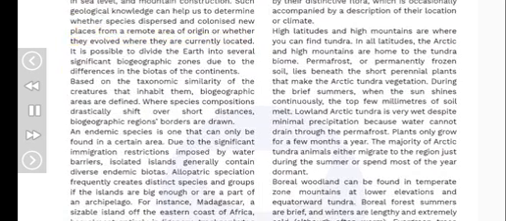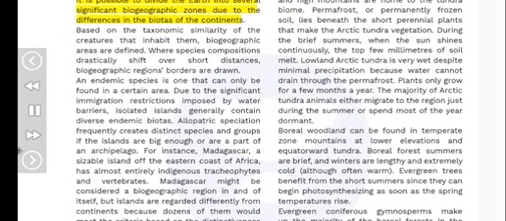It is possible to divide the Earth into several significant biogeographic zones due to the differences in the biotas of the continents. Based on the taxonomic similarity of the creatures that inhabit them, biogeographic areas are defined where species compositions drastically shift over short distances. Biogeographic regions' borders are drawn. An endemic species is one that can only be found in a certain area.